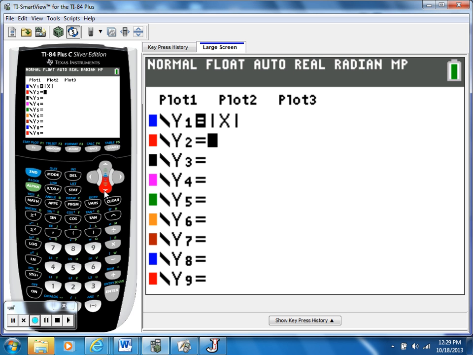But that's all the further we're going to do with that one to start. We're not going to hit graph or anything yet. We're just going to wait. But before I move on, raise your hand if you have a calculator at home that graphs for you.